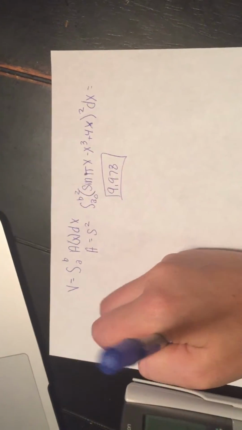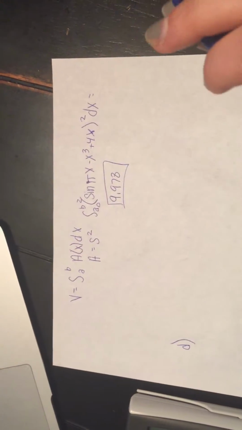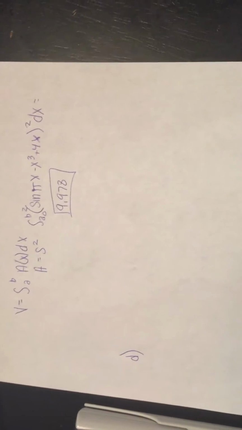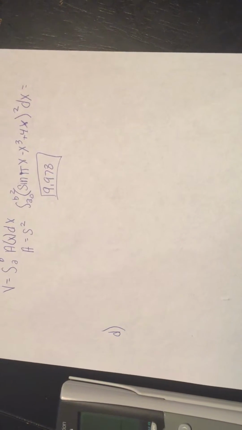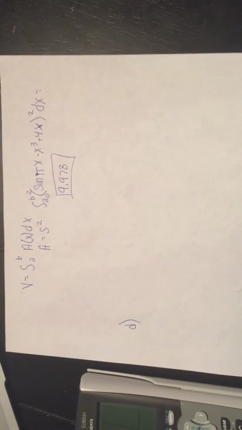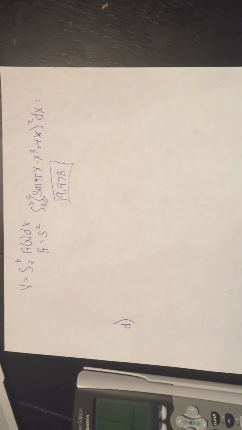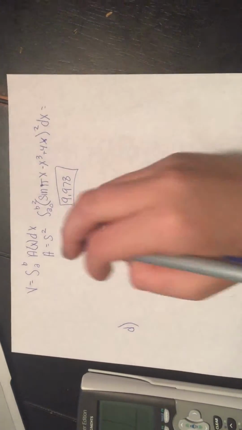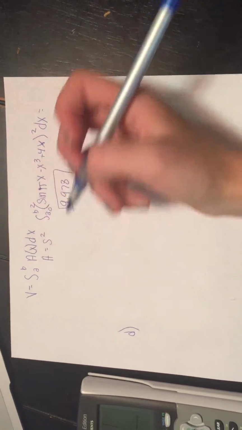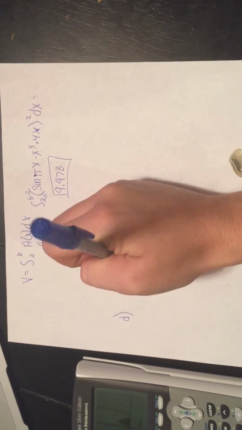The final part says the region R models the surface of a small pond. At all points in R at a distance x from the y-axis, the depth of the water is given by h of x equals 3 minus x. Find the volume of the water in the pond. So now it's more like a rectangle, so we're going to do the base times height.